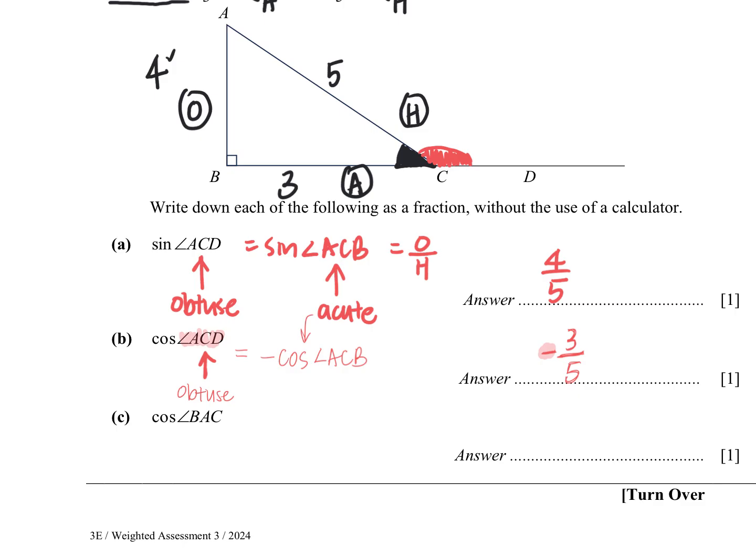Okay, but next one, they say I want angle BAC now. So BAC is over here. Because sine, whether it's acute or obtuse, is the same. Yeah, so just remember that.